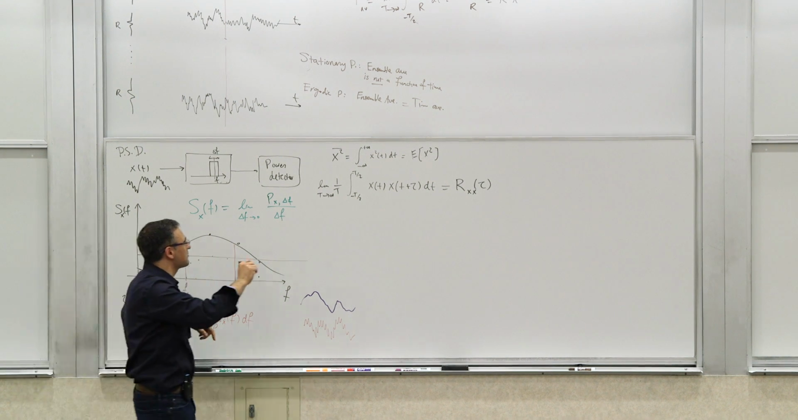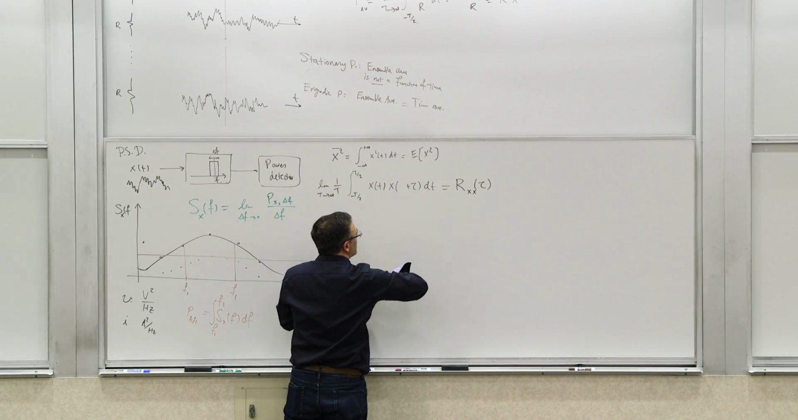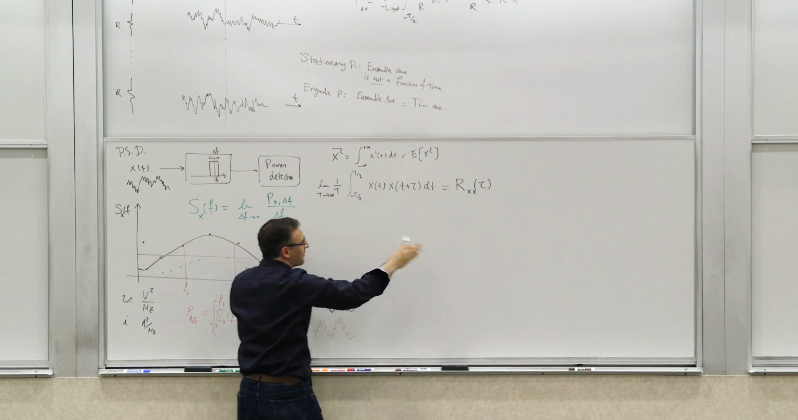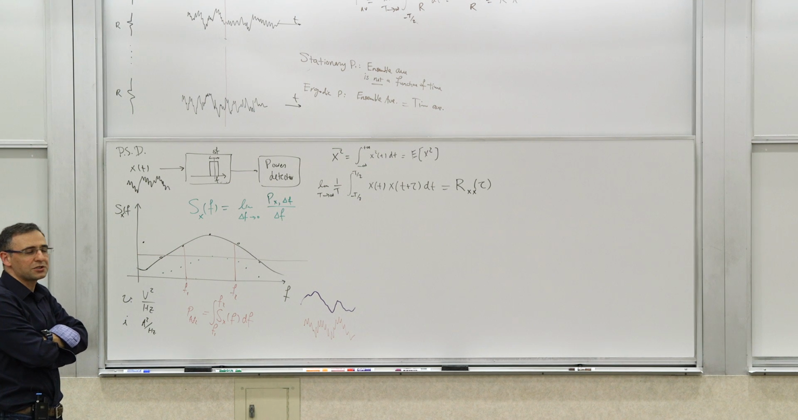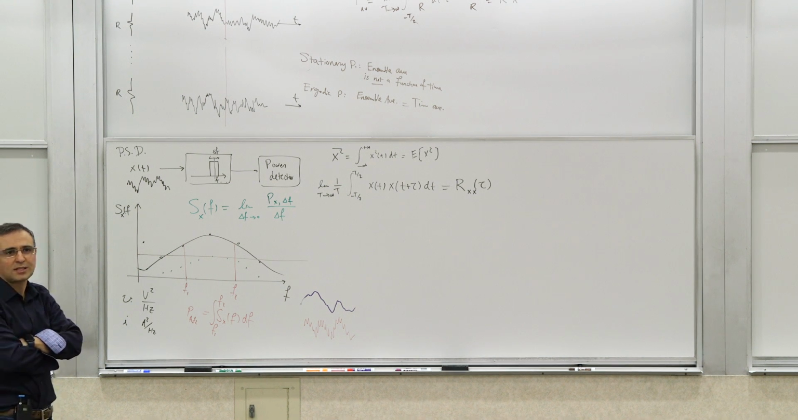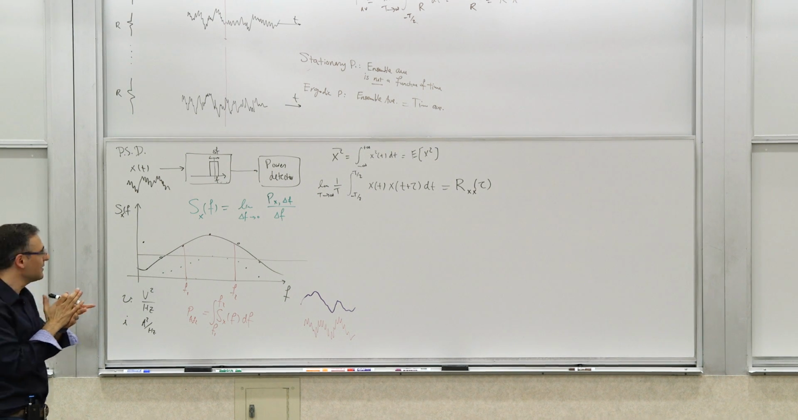Actually, I misspoke. This one is fine the way it is, because it goes from negative infinity to positive infinity. So anyway, this is the autocorrelation function. We show it as Rxx of tau to emphasize that it's x and x being correlated. It's being correlated with itself, and it's a function of tau.